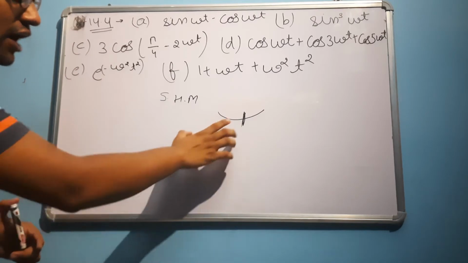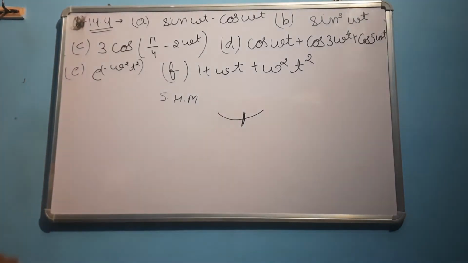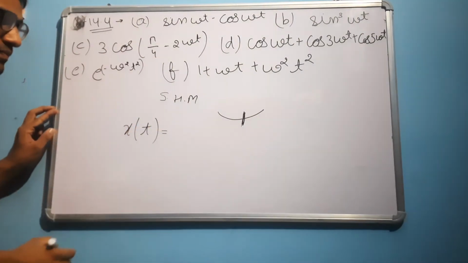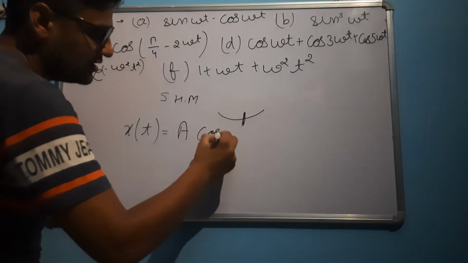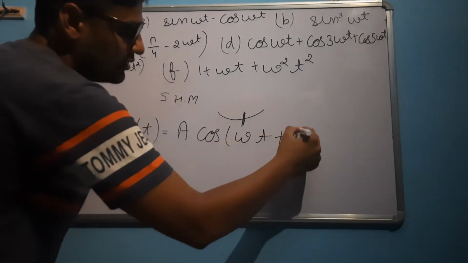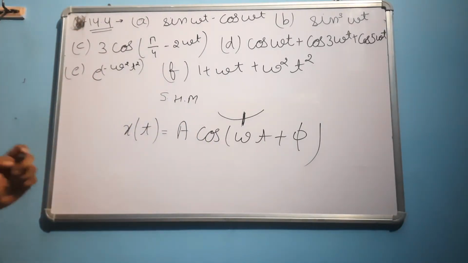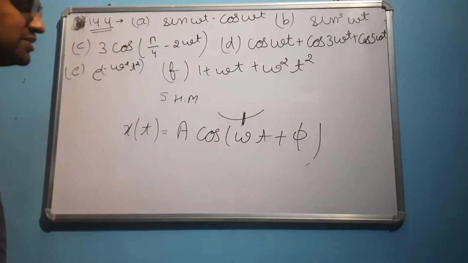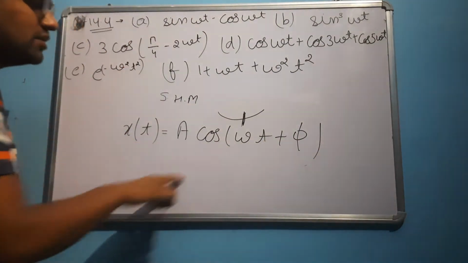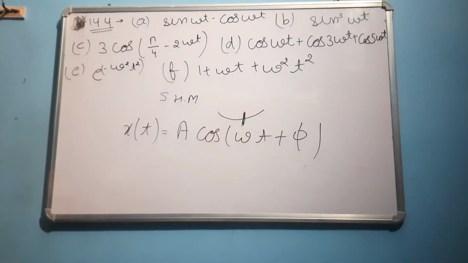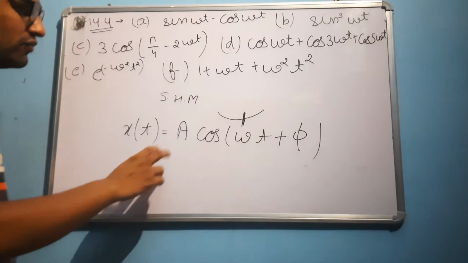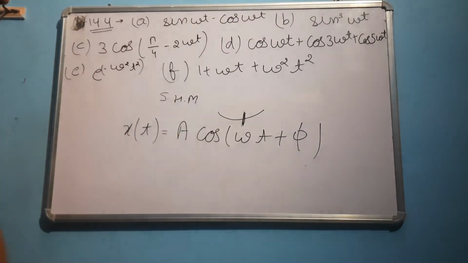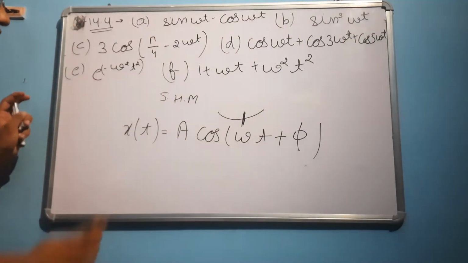And how will we represent it mathematically? A function which is varying with time, and we can represent that function in the form of cos omega t or sin omega t, anything. So a function whose displacement varies sinusoidally with respect to time will be simple harmonic motion. We have to find out how many of the functions given in the options follow this condition. So let's proceed with the first part.